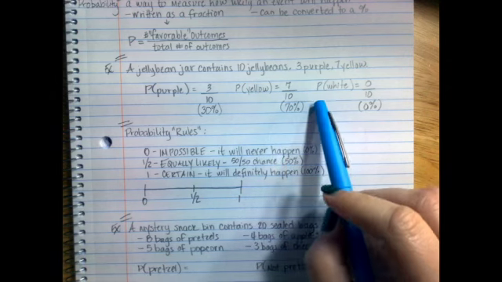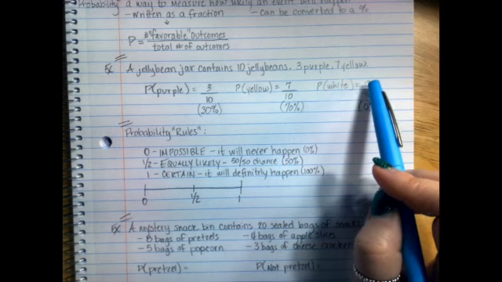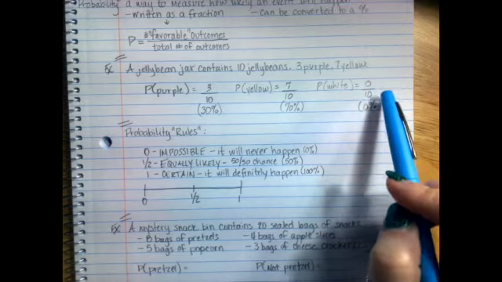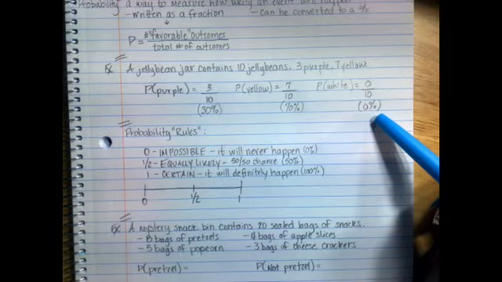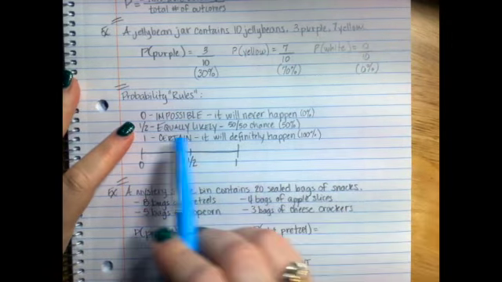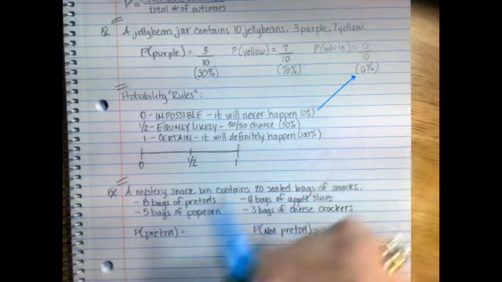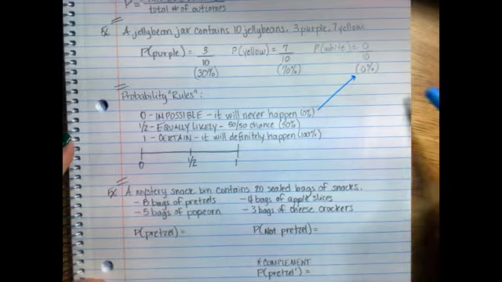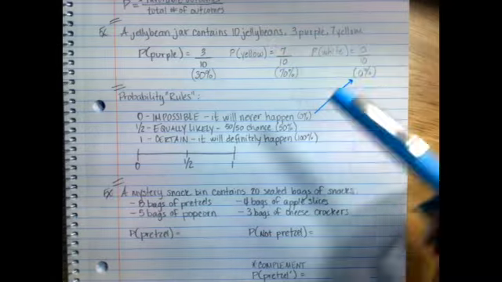And then what if they ask something like this? Probability of white. There are no white ones, so that's 0 out of 10, which is 0%. Now that leads us to the probability rules. If you get 0%, that is impossible, meaning it will never happen. I cannot pull a white jelly bean out of this jar of jelly beans.